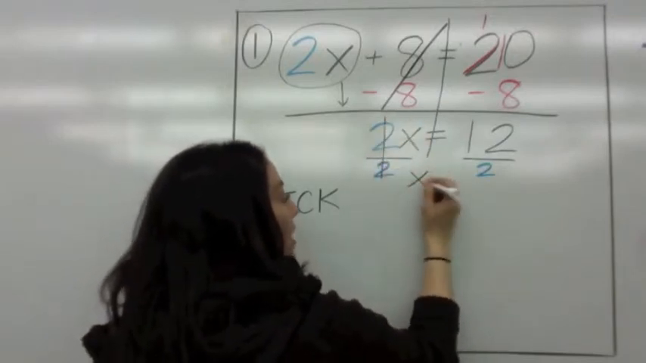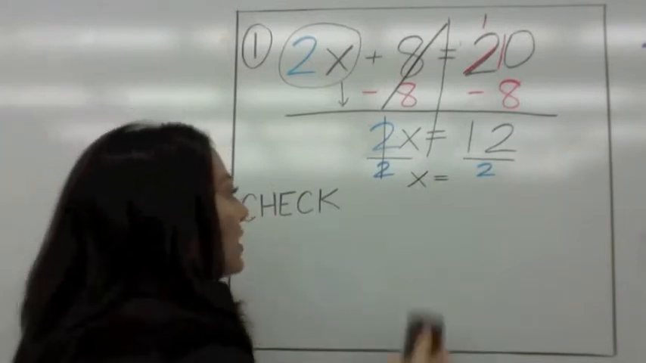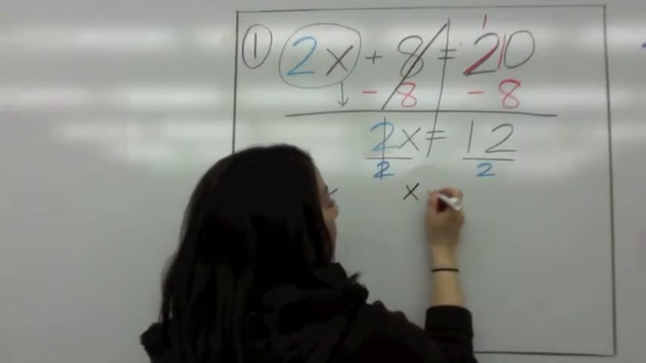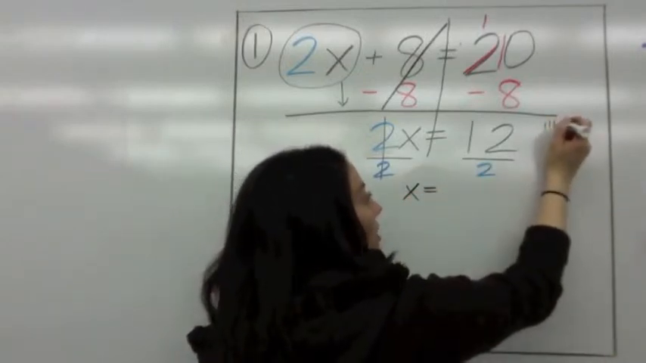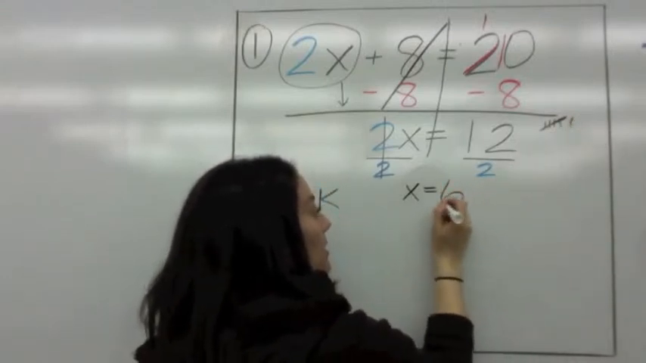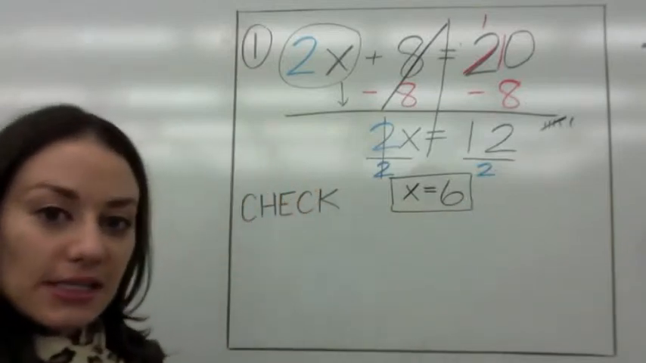You're left with x equals, what is 12 divided by 2? How many times can you skip count by 2 to get to 12? 2, 4, 6, 8, 10, 12. So how many tallies do we have? It's 6. So here, x equals 6.